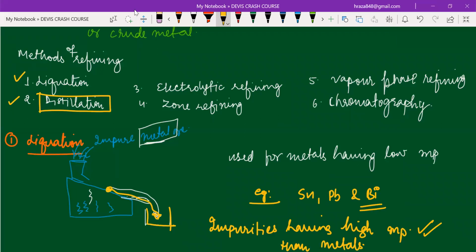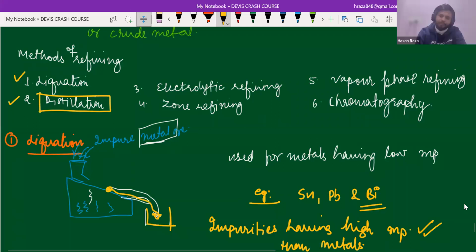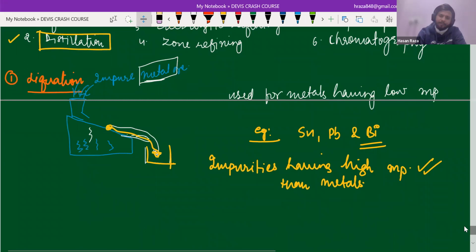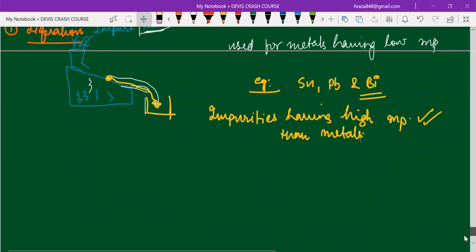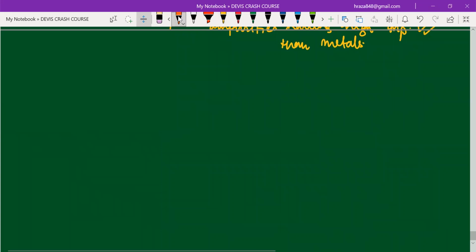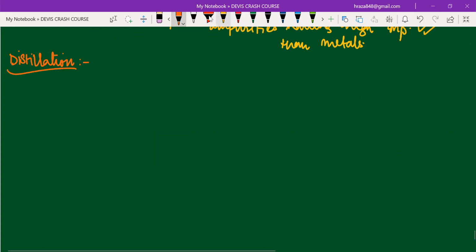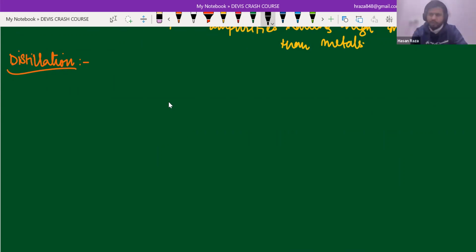Okay. After this, we are going for distillation. Can you change the slide? After this chapter, which chapter are we going to see? Okay, I forgot. I had to check that. Okay, we will check after this.